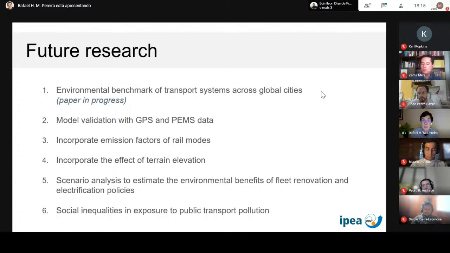And ultimately, the outputs from this model, we would really love to see them at some point incorporated in future research, where we look at how different socioeconomic groups are more or less exposed to public transport pollution, and to reflect better on how we think about sustainable and inclusive cities in terms of environmental justice, bringing this environmental justice discussion into public transport emissions as well.